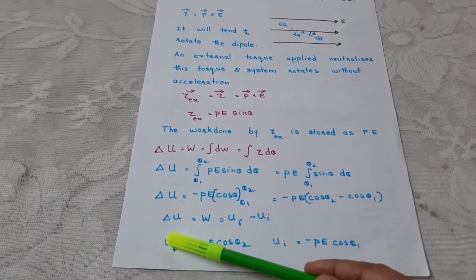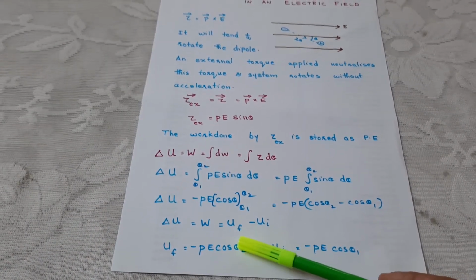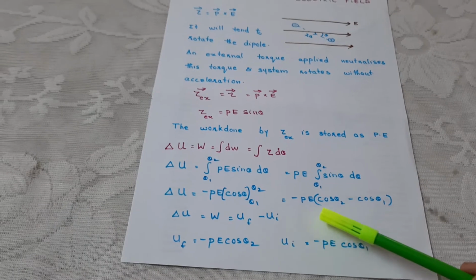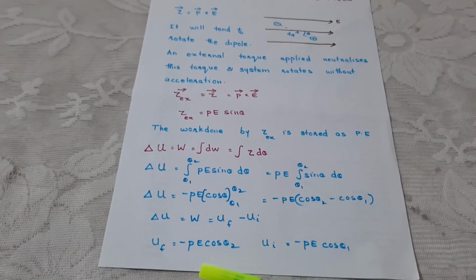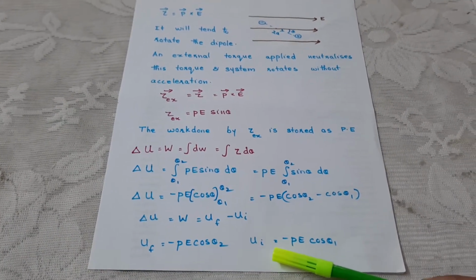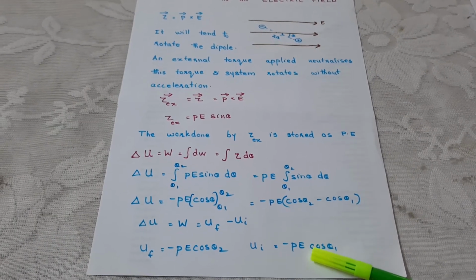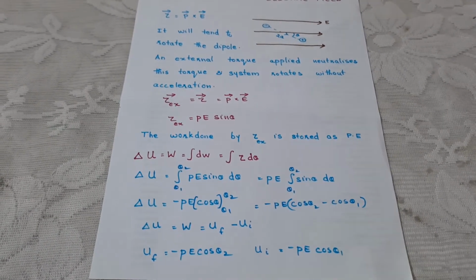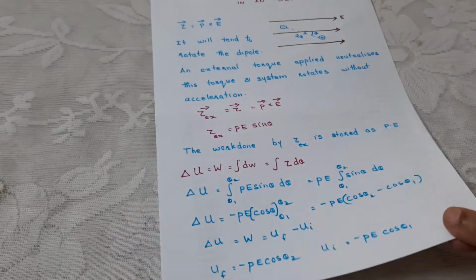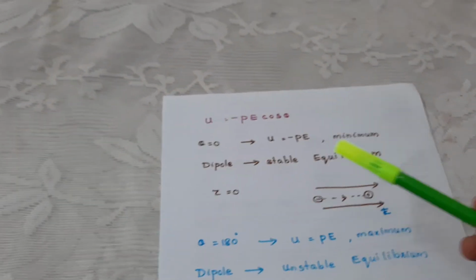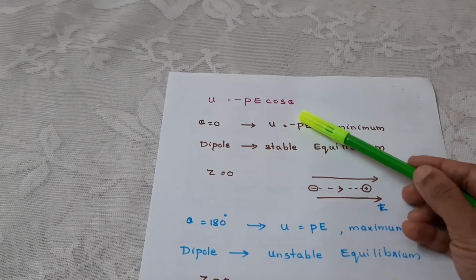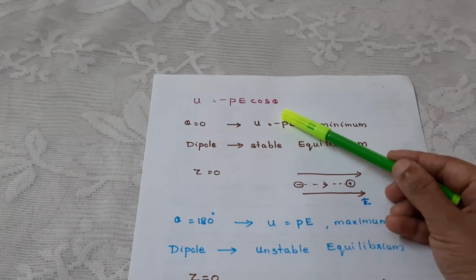Increase in potential energy or work done is equal to final potential energy minus initial potential energy. Comparing with this equation, the final potential energy is minus pE cos theta 2 and the initial potential energy is minus pE cos theta 1. So the potential energy of a dipole in an electric field is minus pE cos theta, where theta is the orientation of the dipole.